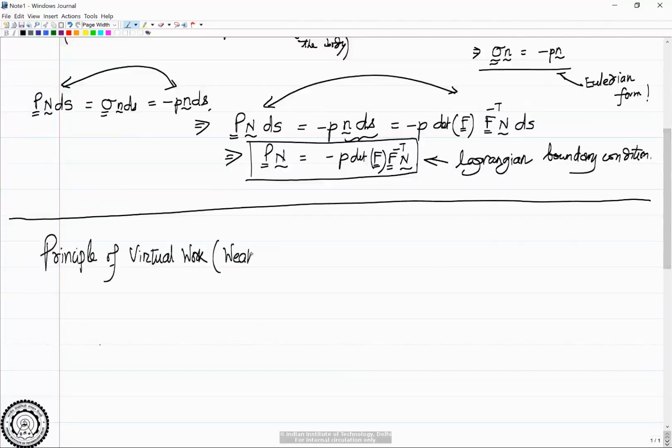And they will also say it's a weak form of balance equation. Okay, so you remember the equation that we have derived. So that's divergence dot P plus rho naught into body force is equal to rho naught times acceleration, right?